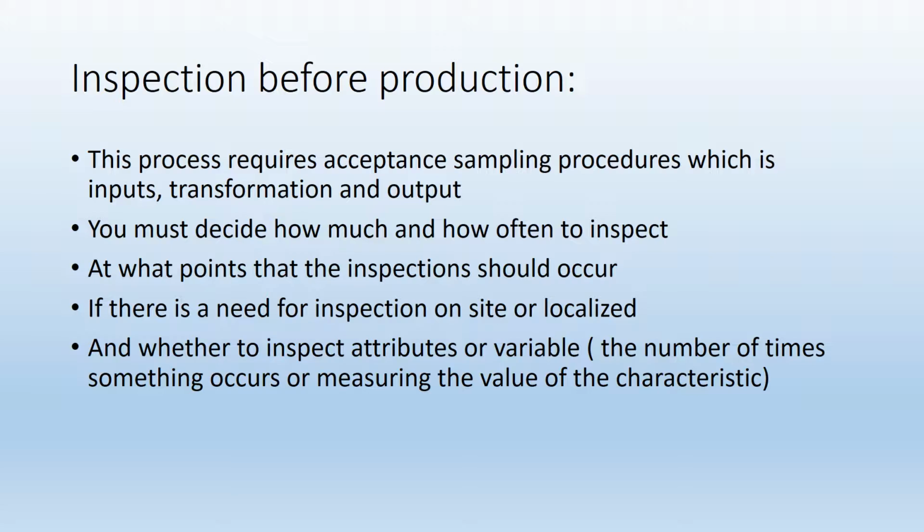Inspection before production. This process requires acceptance sampling procedures, which is inputs, transformation, and output. You must decide how much and how often to inspect, at what points the inspection should occur, if there is a need for inspection on-site or localized, and whether to inspect attributes or variables, which are the number of times something occurs or measuring the value of the characteristics.